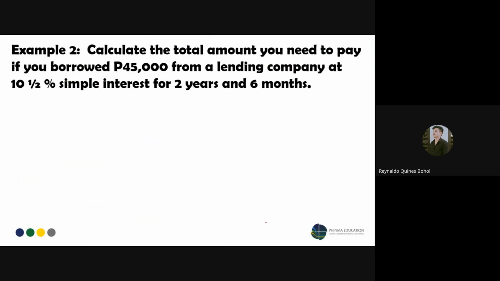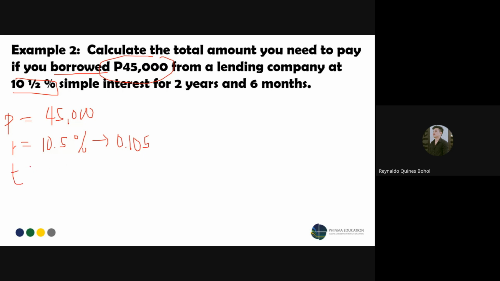Number 2, calculate the total amount you need to pay if you borrow 45,000 from a lending company at 10.5% simple interest for 2 years and 6 months. There's a word borrowed, so automatically 45,000 will be your principal. And 10.5% is the rate. Always remember, if there is a percentage expressed in decimal form, 10.5% is equivalent to 0.105.